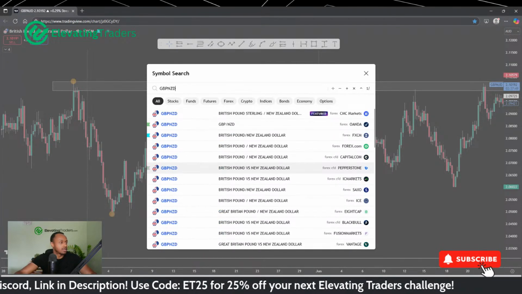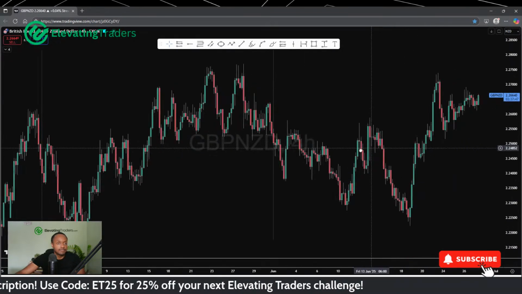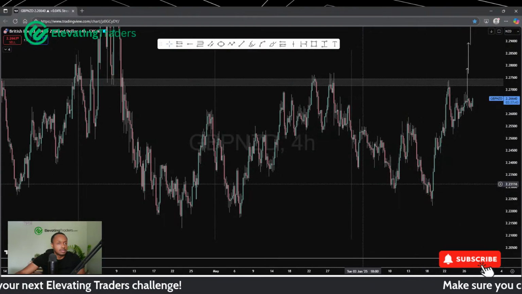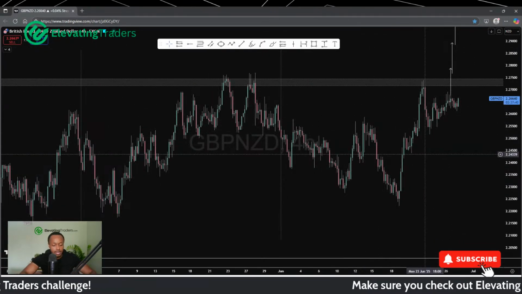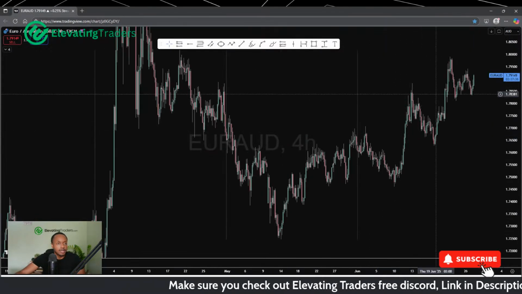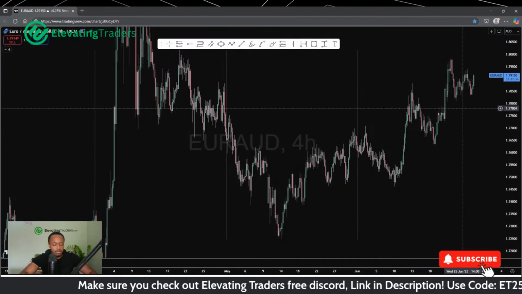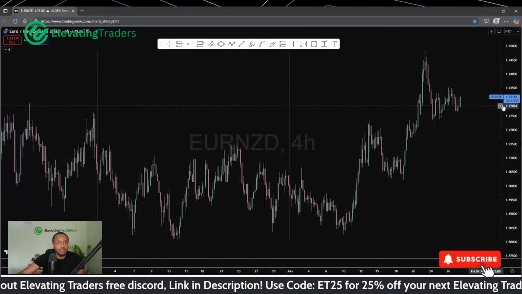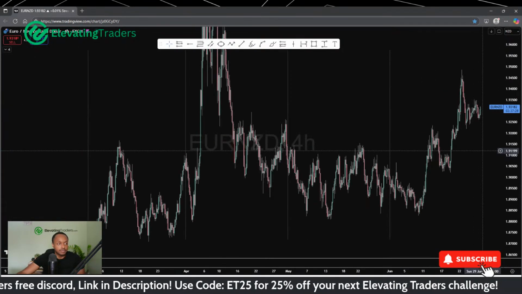How is pound NZD looking? Because of course it's a very similar pair to pound Aussie. Okay, that's pushing up as well, but very, very slight. How is Euro Aussie looking? Okay, that's still pushing up as well. Euro NZD. Looks like at the moment pound and euro are a lot stronger than Aussie and NZD.